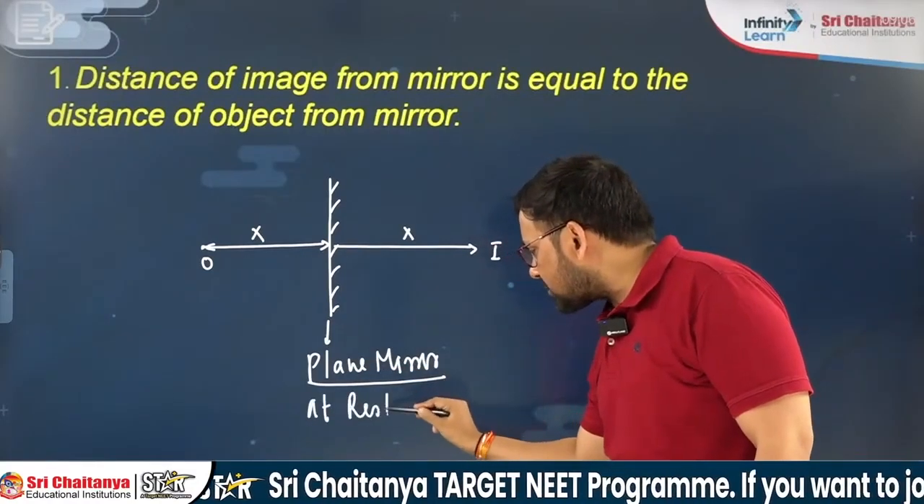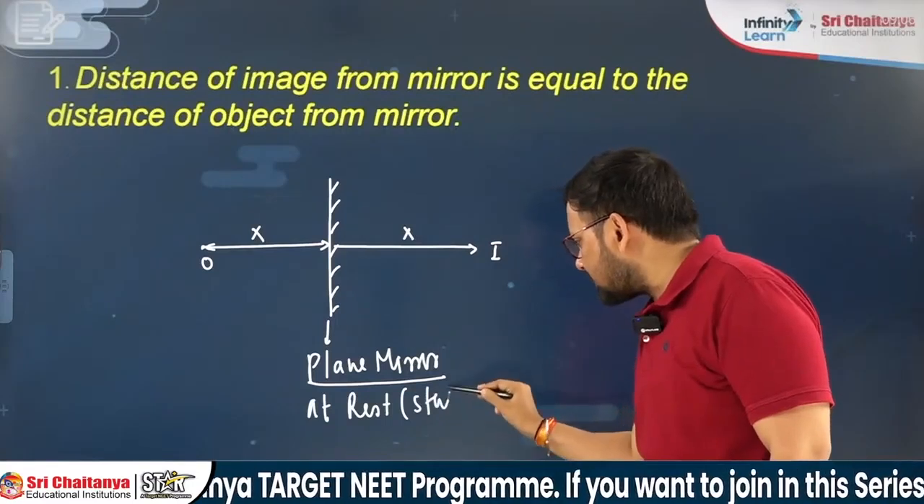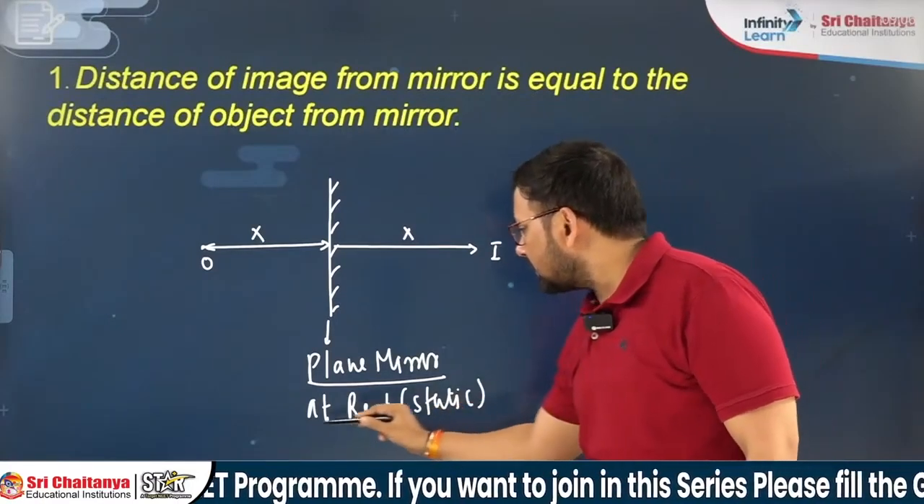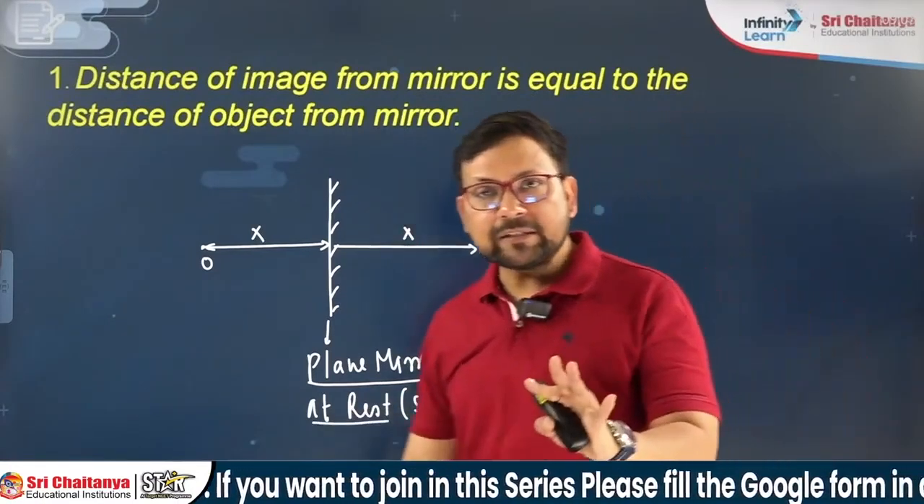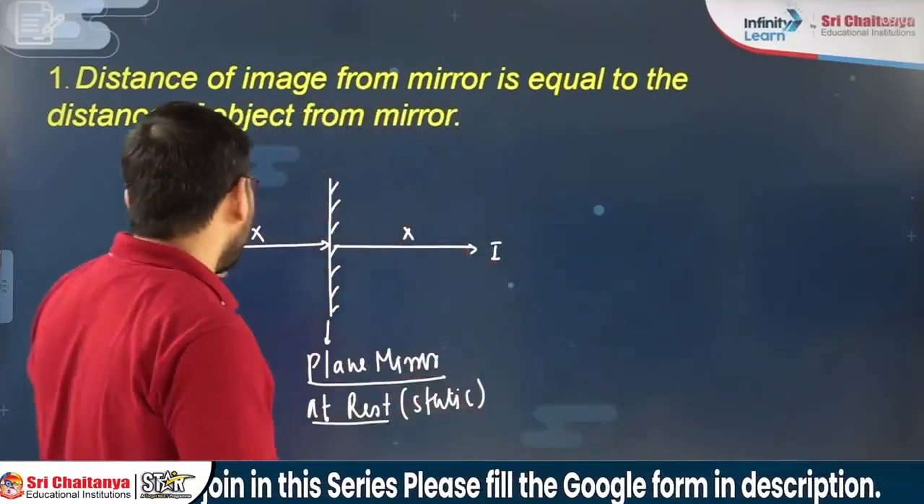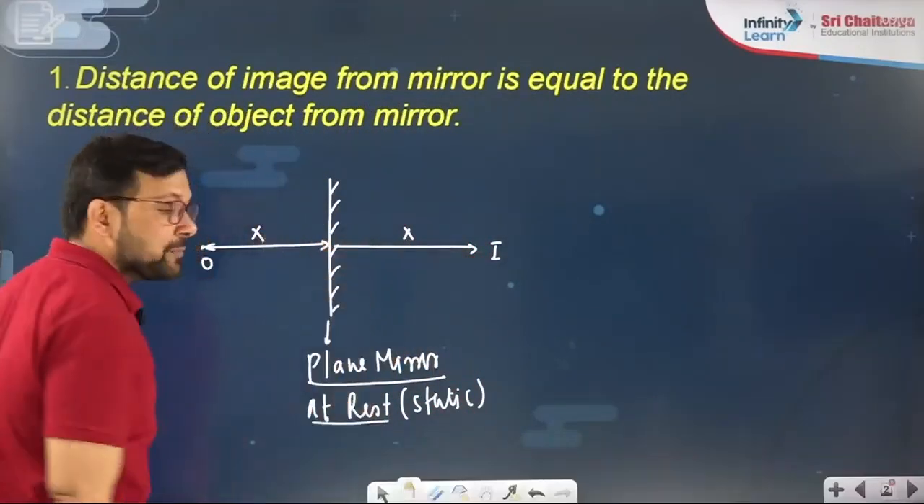That which is at rest is called static. When we say static, this means we are talking about rest. This plane mirror is at rest, right? And since it is at rest, the object and image distances from the mirror are the same.